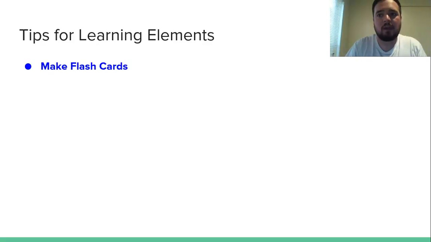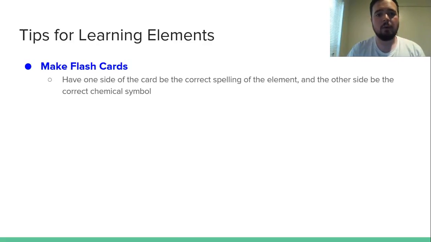The easiest thing is making flashcards. You can have one side of the card be the correct spelling of the element and the other side be the correct chemical symbol. You can put it on a key ring, flip through it, and practice.